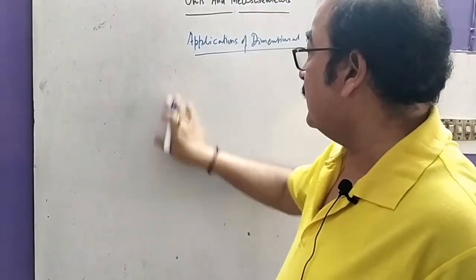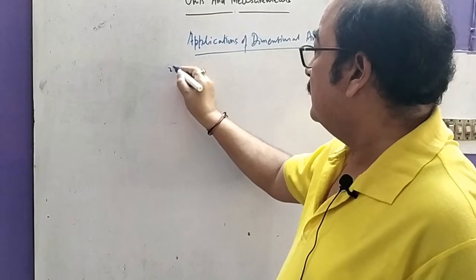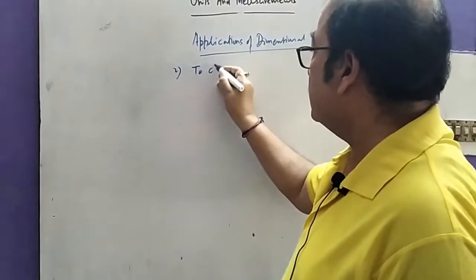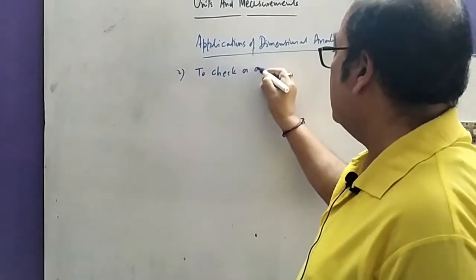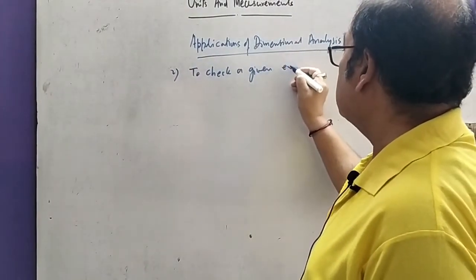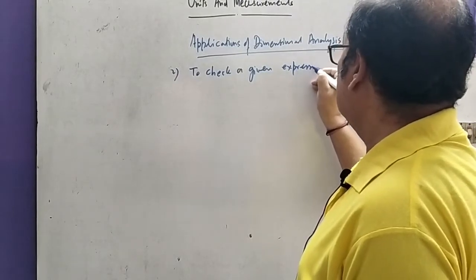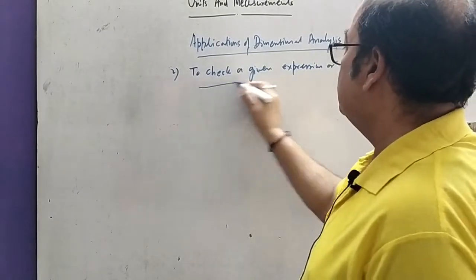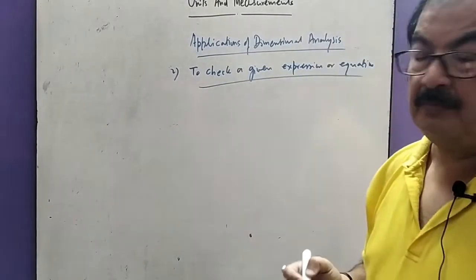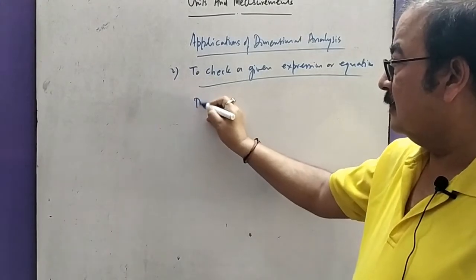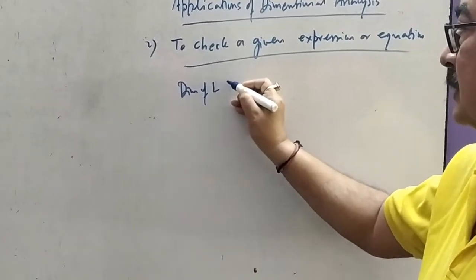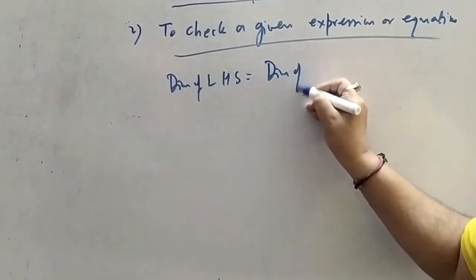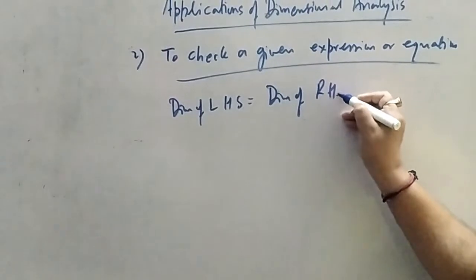Now, the second application is to check a given expression or equation. Here, one thing we have to remember is that the dimension of the left hand side must be equal to the dimension of the right hand side.